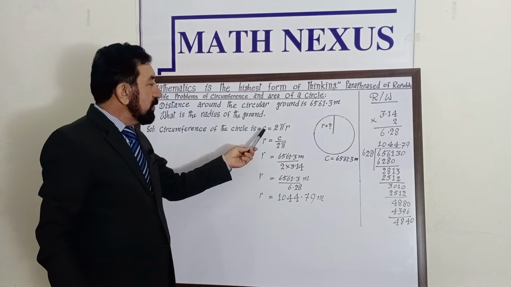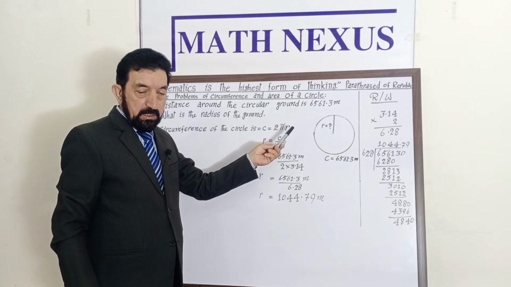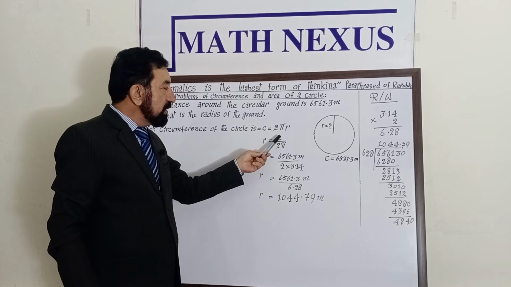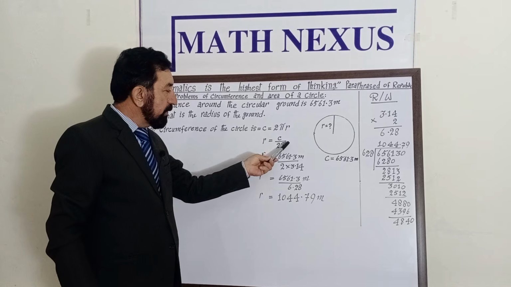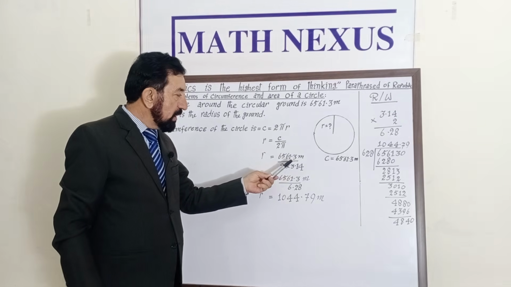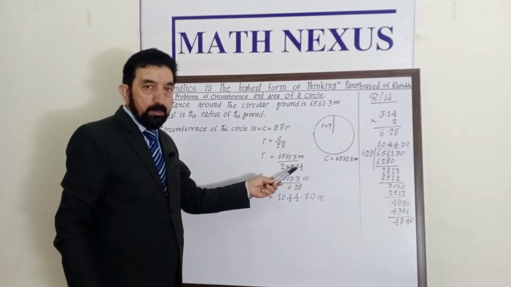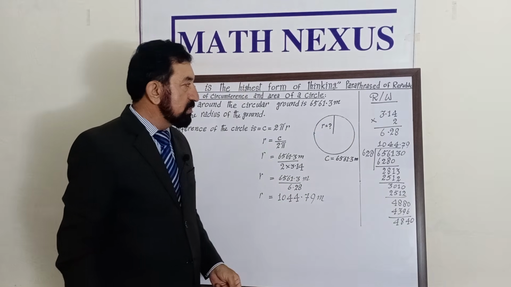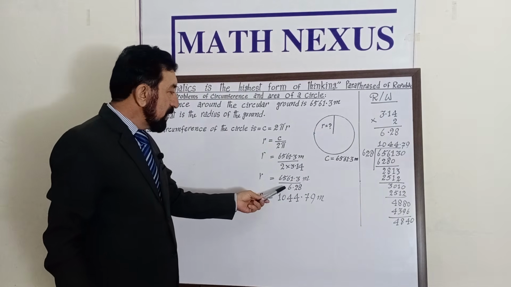Circumference of a circle C equal to 2 pi r. r equal to C upon 2 pi. Putting the value of C and pi in this formula, 6,561.3 meter upon 2 into 3.14. 3.14 into 2, this is equal to 6.28.